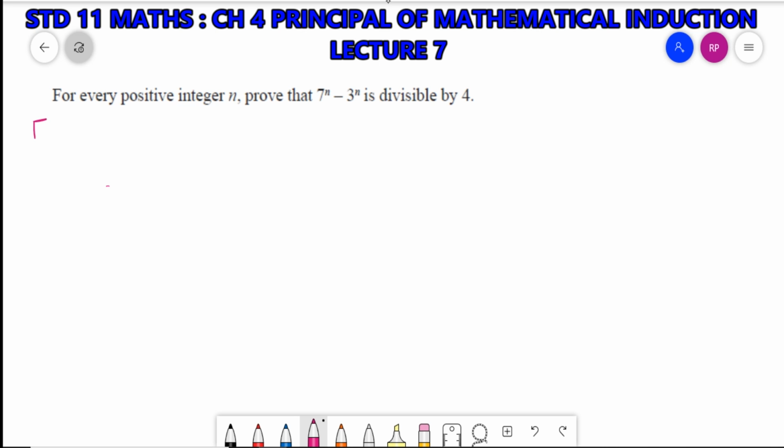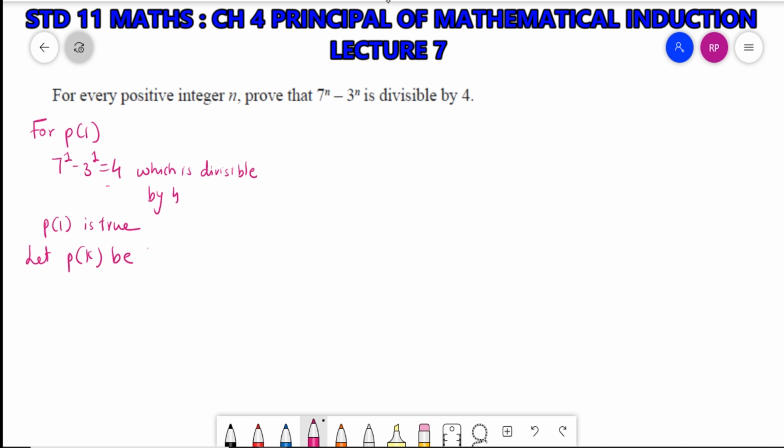Okay, so let's check first for P of 1. 7 raised to 1 minus 3 raised to 1 is equal to 4, which is divisible by 4. Hence, P of 1 is true. Now let P of k be true. So now it is divisible by 4.